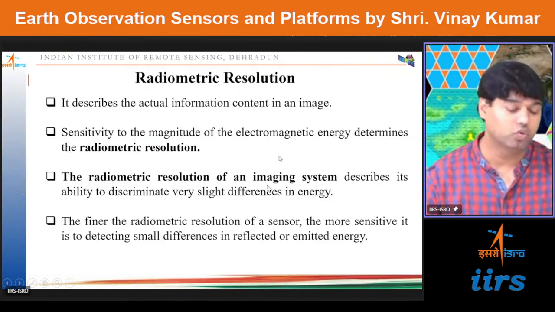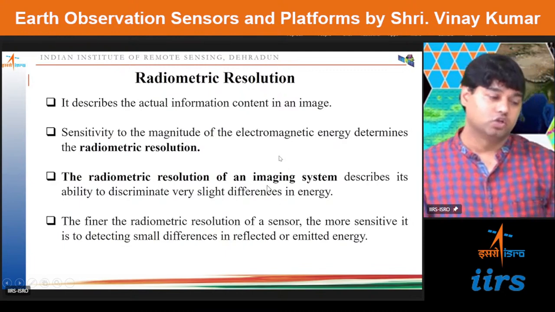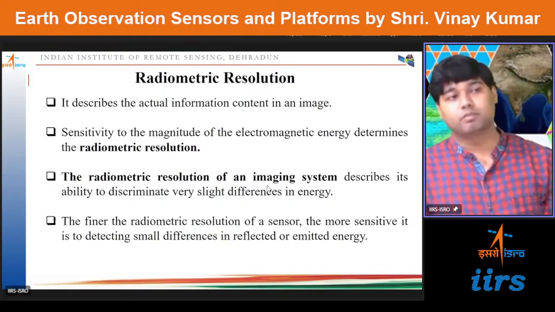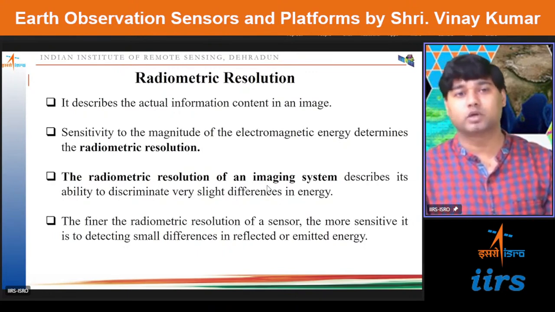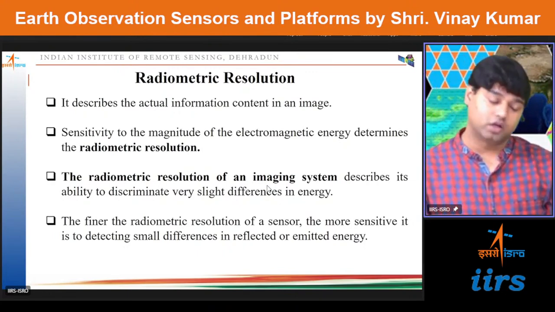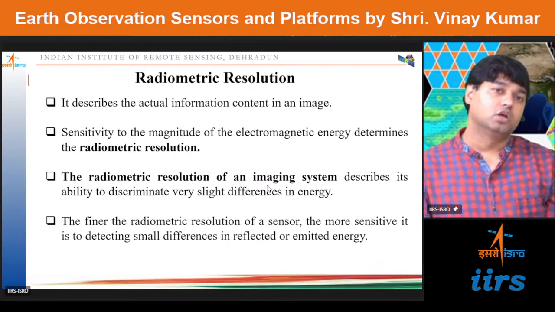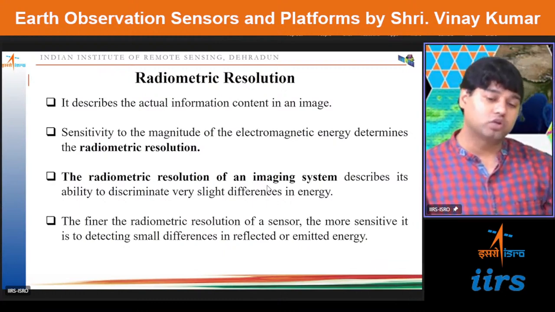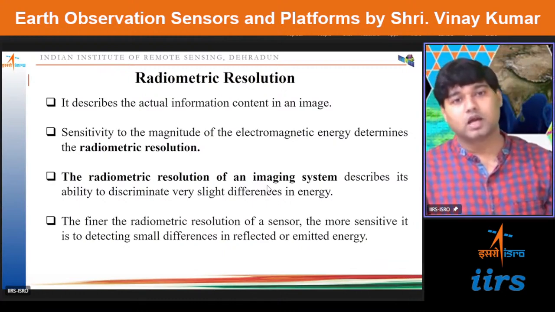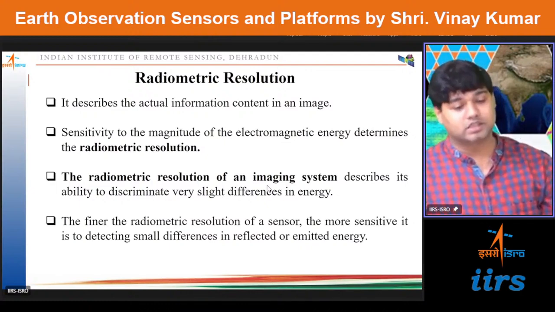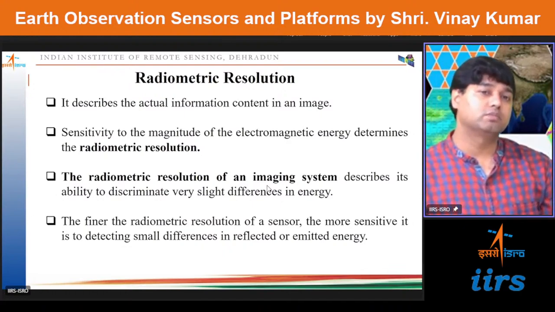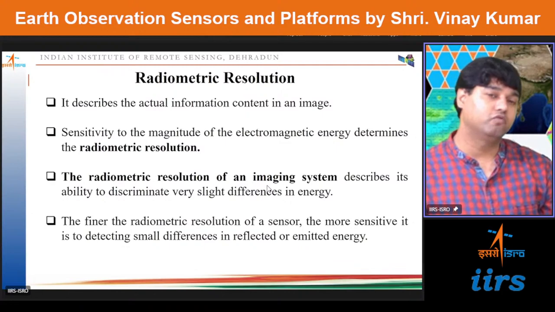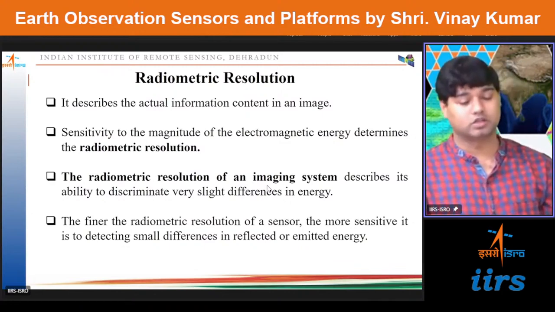Now coming to radiometric resolution. As I told you, the digital number consists of some numbers, and those numbers actually represent the spectral reflectance value received from the Earth side. So this describes the actual information content in the image, and it also decides the sensitivity to the magnitude of electromagnetic energy. The radiometric resolution of an imaging system describes its ability to discriminate very slight differences in energy.